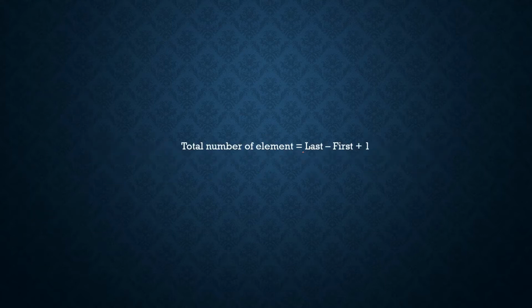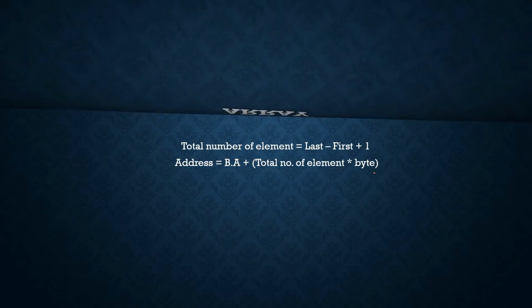This is one equation for finding the total number of elements in the array: last minus first plus 1. And this is a second equation for finding the address of any element in the array: base address plus total number of elements times bytes. The bytes differ according to the data type.